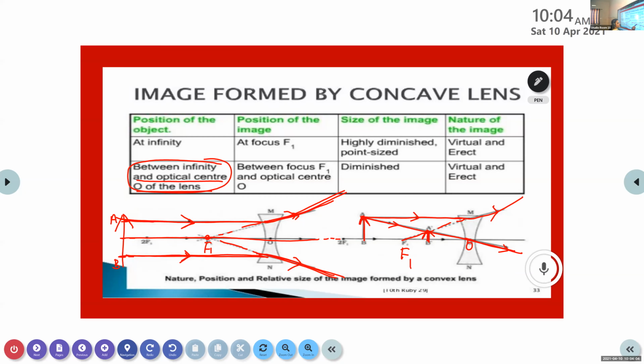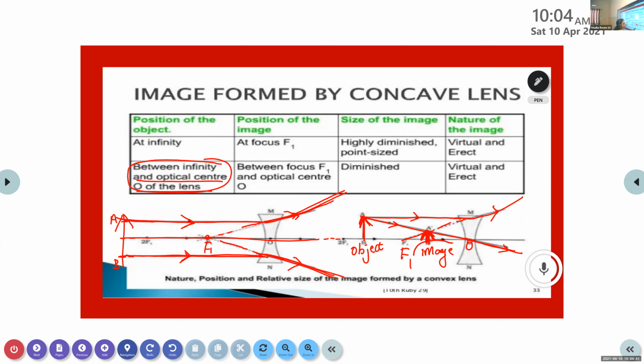And you just compare the size of the image. What about the size of the image? This is our image and this is our object. Which one is greater, image size or object size? Object. Object is greater in size as compared to that of the image.